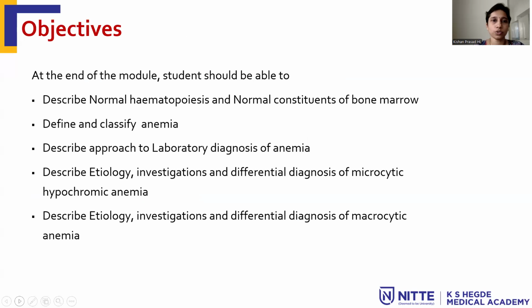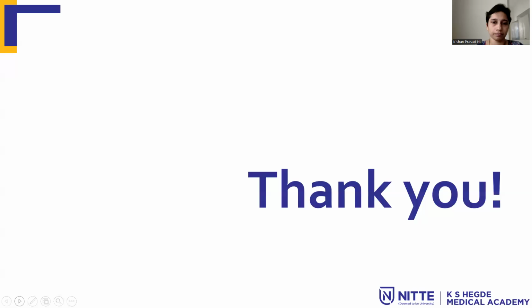So what are the objectives of this module? At the end of the module, students should be able to describe normal hematopoiesis and normal constituents of the bone marrow. They should be able to define and classify anemia, describe the approach to laboratory diagnosis of anemia, and describe etiology, investigations, and differential diagnosis of microcytic hypochromic anemia and also macrocytic anemia.